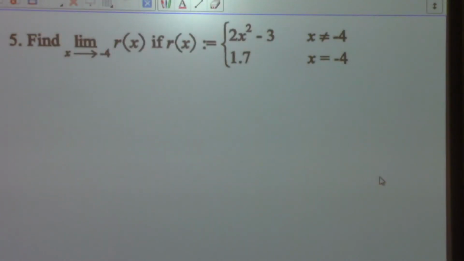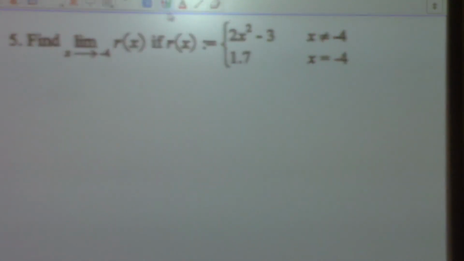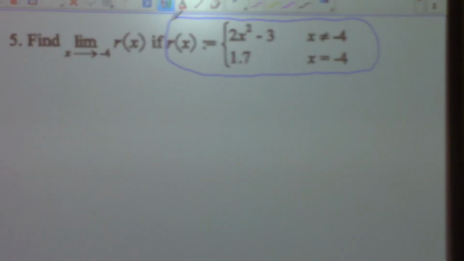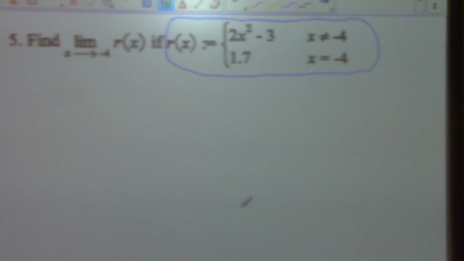Okay, let's go find the limit as x approaches -4 of r of x if r of x equals this thing right here. Now, one thing you're being introduced to today is this thing right here. We didn't talk about it much in pre-calculus last year, so I'm not going to hold you accountable for that. But what do we call this kind of a function?